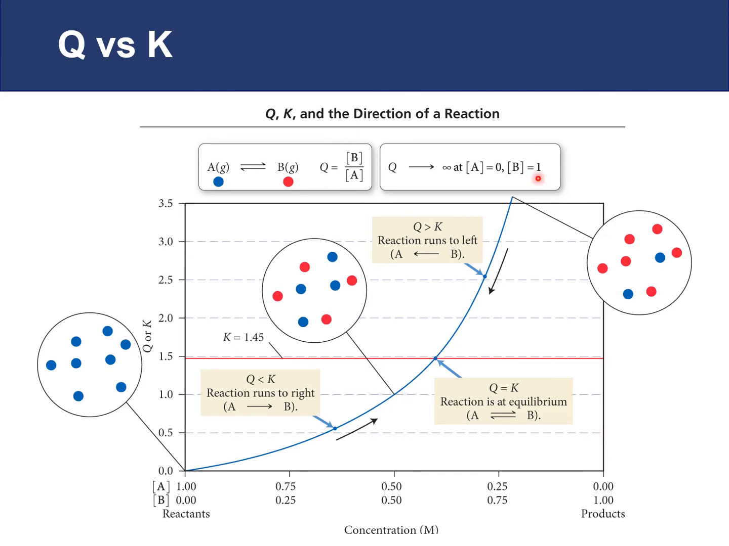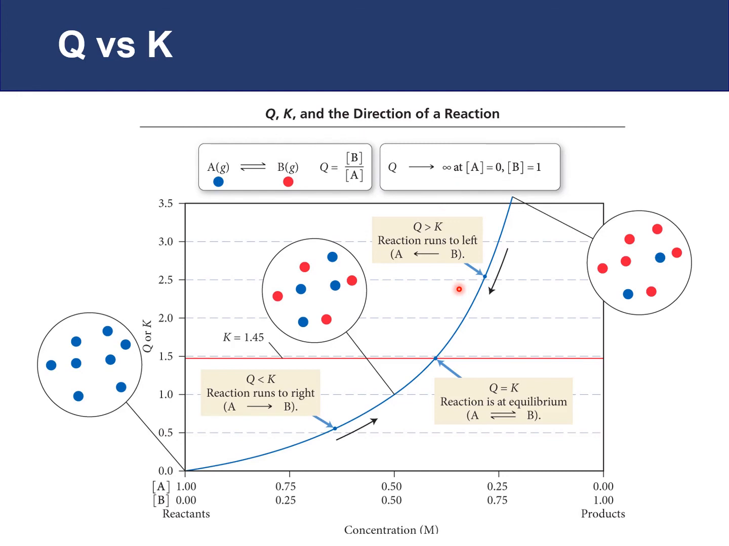On the other hand, if we start in a situation where all of our molecules are in the form of the product and none are in the form of the reactant, we use the same ratio, products over reactants. So this time we have 1 molar for the product and 0 for the concentration of A, our reactant. 1 over 0 is infinity, which means that our value for Q is going to be bigger than K. Some K values can be very, very large, but they're not as big as infinity.